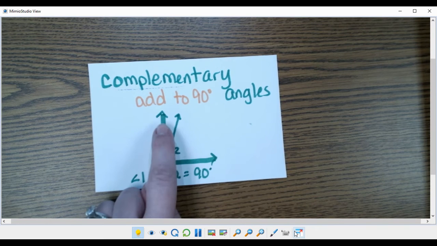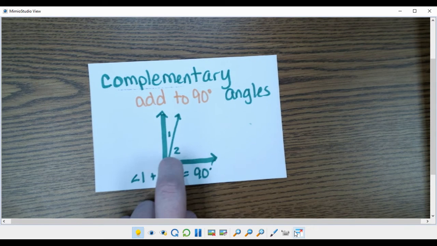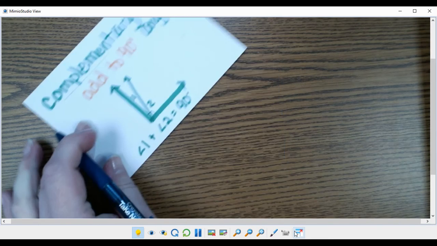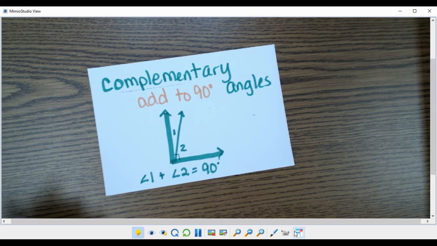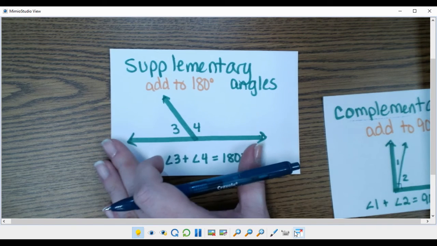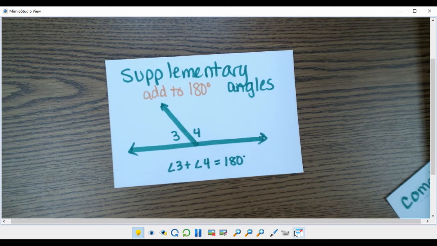So in this case, I would have angle 1 plus angle 2. That would give me in the corner here a 90-degree angle. Similarly, we have supplementary angles, and those are two angles that add to 180 degrees. So in this case, angle 3 plus angle 4 would give us 180 degrees, that straight line.